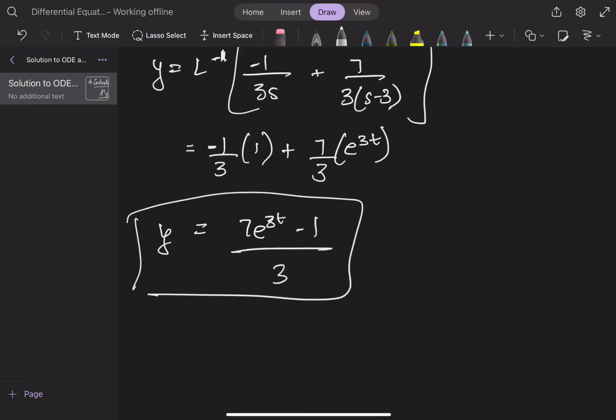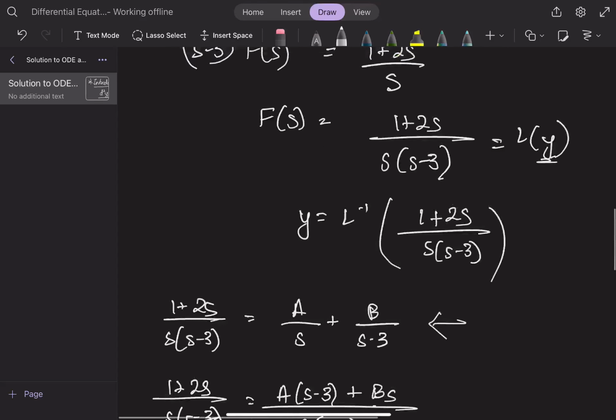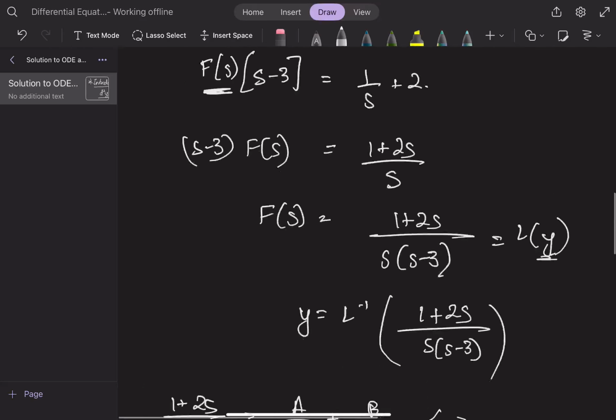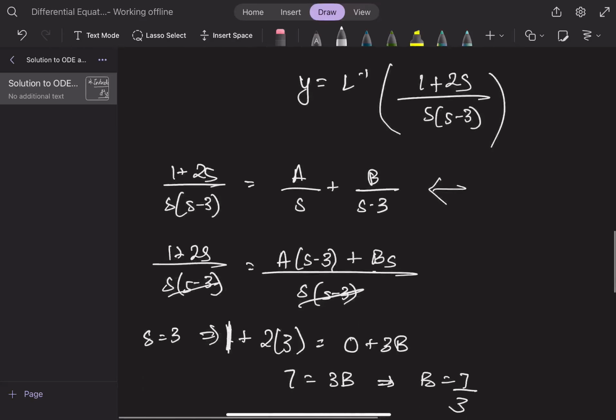So this is all you have to do. These are the 3 steps. Just do not forget these 3 formulas. This is all you need, and you need to be fluent in Laplace transform because the properties and partial fractions will come up.